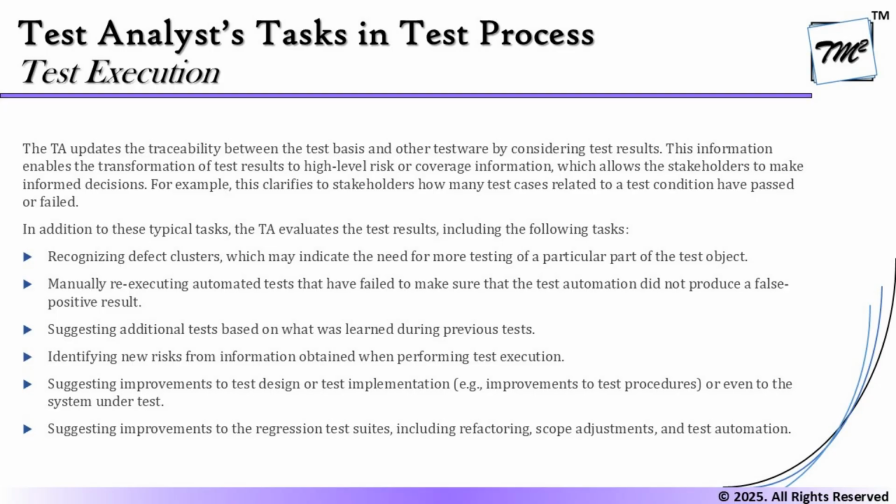Also, manually re-executing automated tests that have failed, because sometimes the automation may return certain unexpected results and it may not be easy to conclude. So sometimes you might be required to rerun an automated test manually just to cross-verify whether it works correctly manually or not. If it confirms the same, then we know it is a confirmed failure. But if not, then we know there's something wrong with the automation.